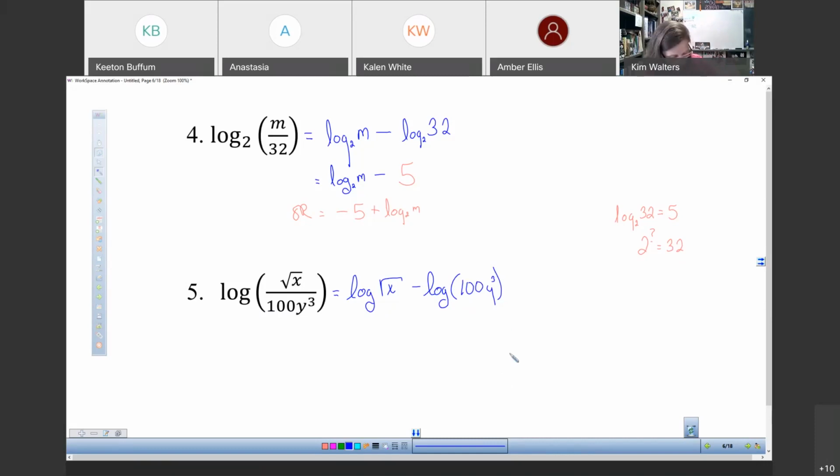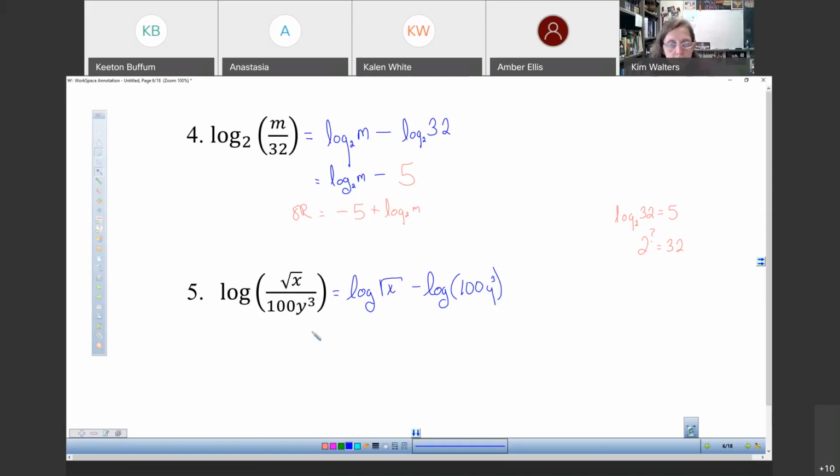Okay. So at this point, hopefully everybody took this division sign here and remembered it was subtraction. So we took the log of the top one minus the log of the bottom one. Now I want you to notice one of the things that I did here. I wrote this 100y to the third in parentheses because it all goes together, and that's going to be important in just a second. Okay.